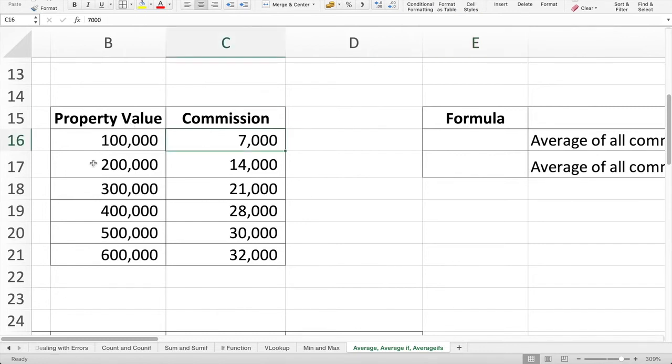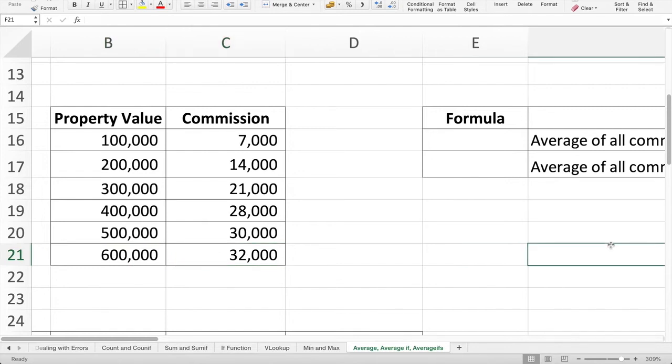Property value 200,000 with corresponding commission of 14,000. Property value 300,000 with corresponding commission of 21,000. Property value of 400,000 with corresponding commission of 28,000. Property value of 500,000 with corresponding commission of 30,000. Last number, property value of 600,000 with a corresponding commission of 32,000.